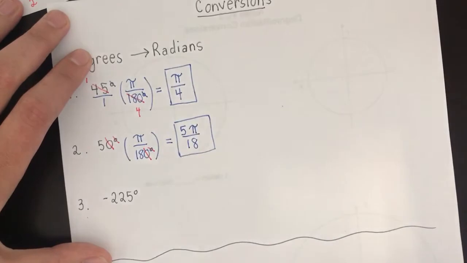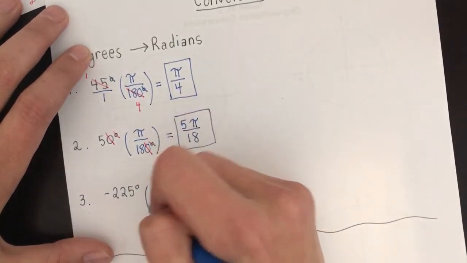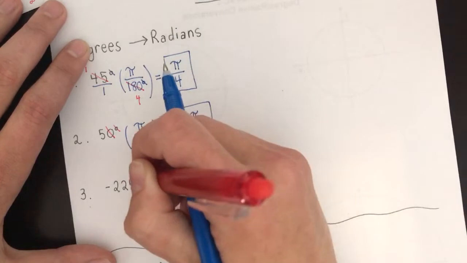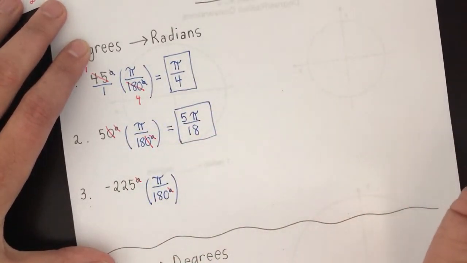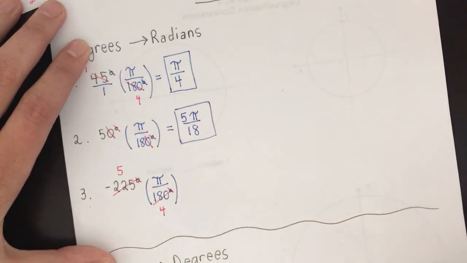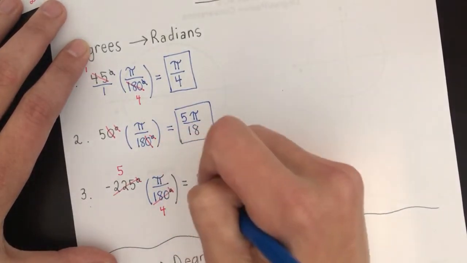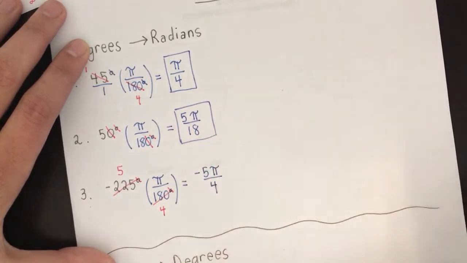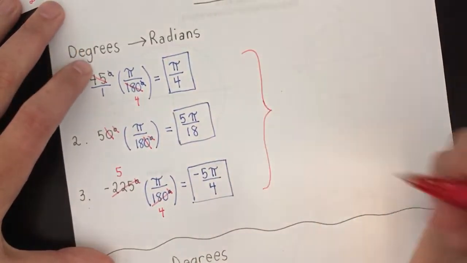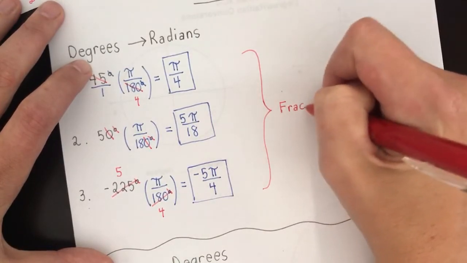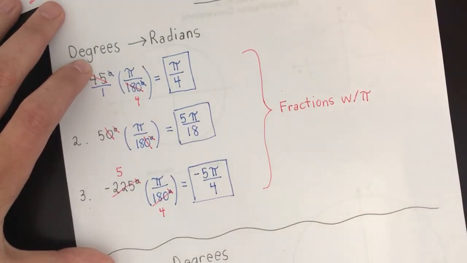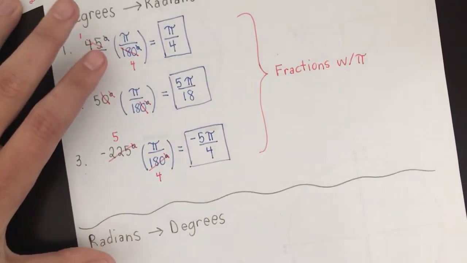All right, then looking at negative 225, it's still going to work the same way. You're still going to multiply by pi over 180 degrees. Of course my degrees are going to go away. 225 and 180, here this would simplify to 5, here this would simplify to 4. And so you would have negative 5 pi over 4, and that would be your final answer. So on this side, when you're going from degrees to radians, your answer should typically look like fractions with pi. Your answer should have a pi in it, not 100% of the time, but typically.